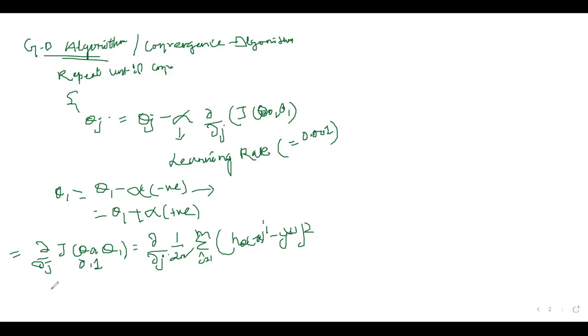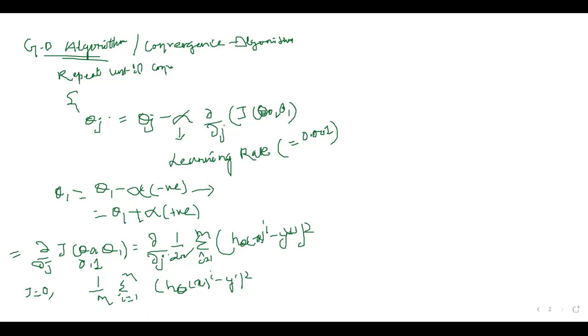So if j is equal to 0, what will be my equation here? It will be 1 by m summation of i equals 1 to m, h theta of x of i minus y of i, whole square. That is if j equals 0.